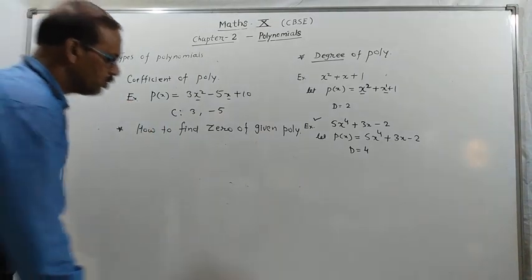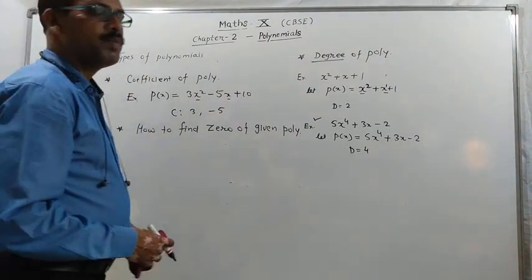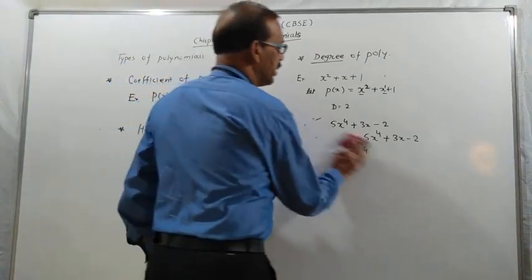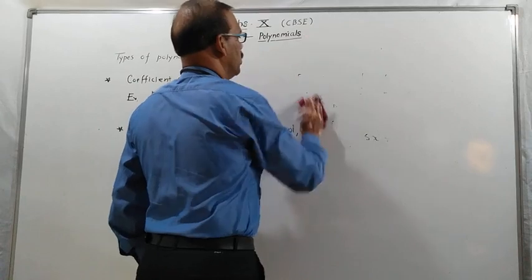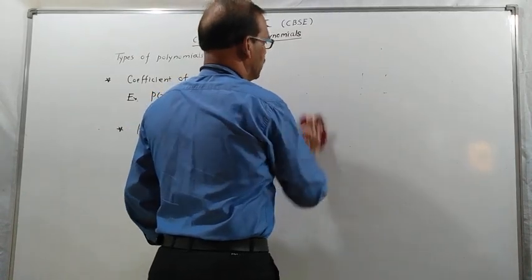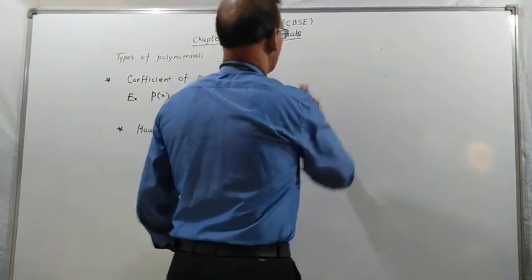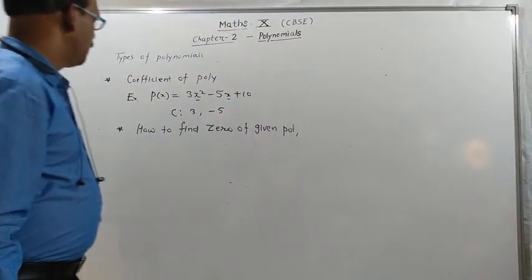Now, how to find the zeros of a polynomial? First, we take one example. There are different methods to find the zeros of a polynomial. Method number 1.